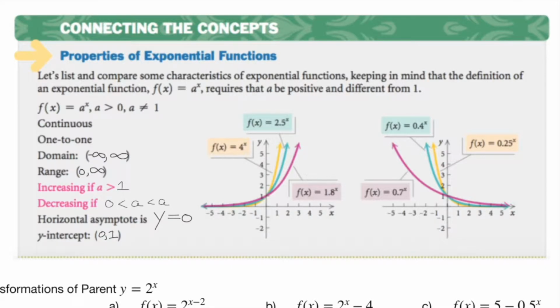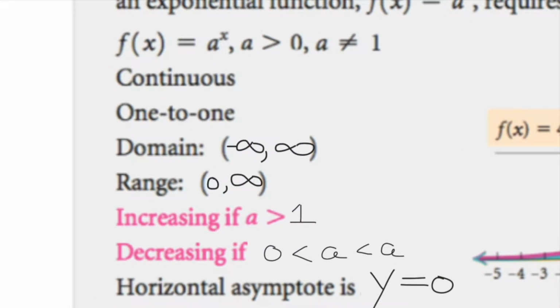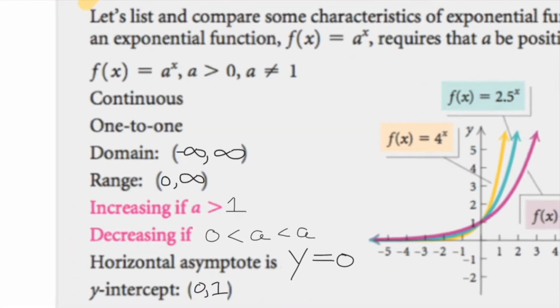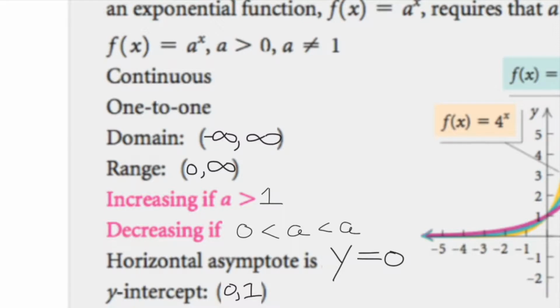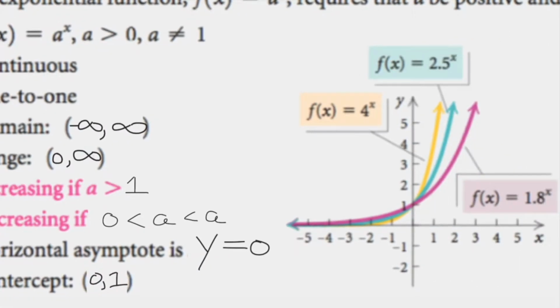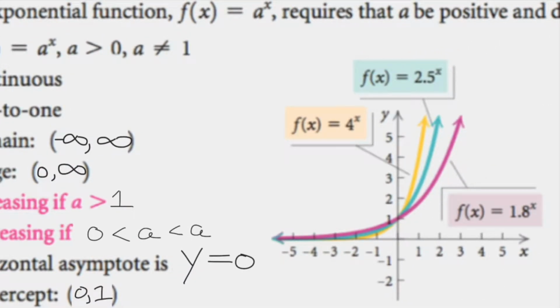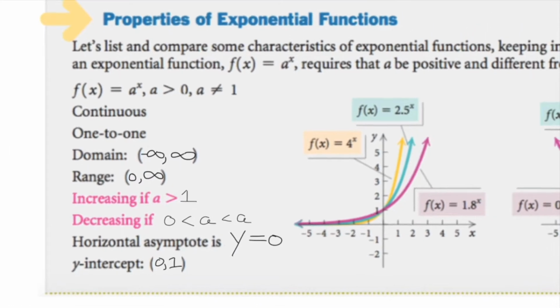Connecting the concepts, properties of exponential functions, this is what they look like. They are of this format, just so long as a is a positive number, and a is not equal to 1. We know this: first of all, the function is continuous. That means you can draw it. It doesn't have any breaks in the graph. You can draw it without lifting up your pencil. It's going to be what we call 1-to-1.